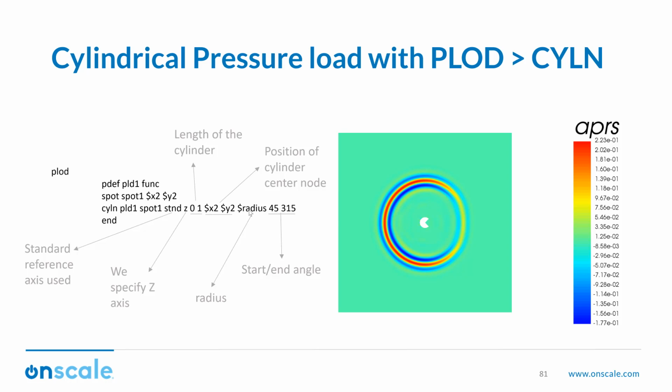The position here is the position of the center node of the cylinder. This is the radius, and at the end, this is the start-end angle, because like you see in the picture here, it doesn't have to be a full circle. It can be just a portion of a circle, which allows you for a bit more complex type of shapes.